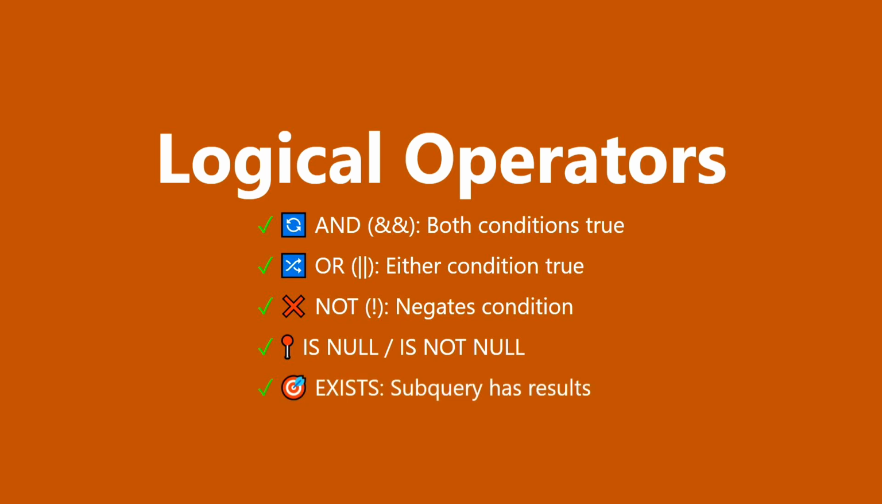The IS NULL or IS NOT NULL operator specifically handles null values, which behave differently than regular values in SQL. And EXISTS checks whether a subquery returns any result at all, a powerful tool for correlated subqueries.